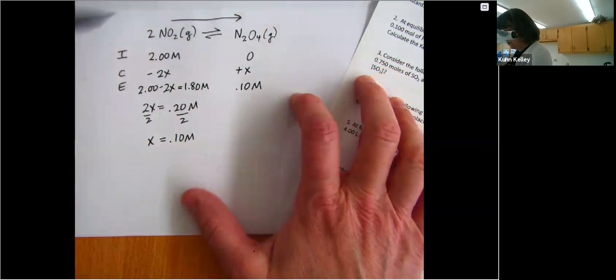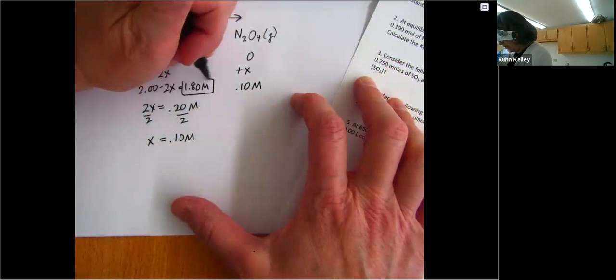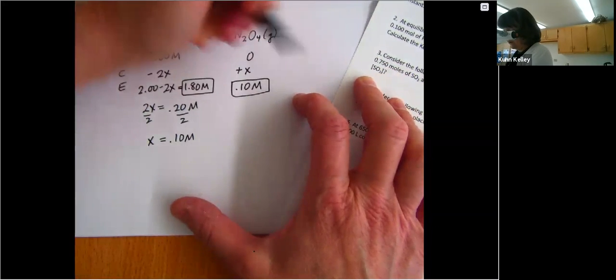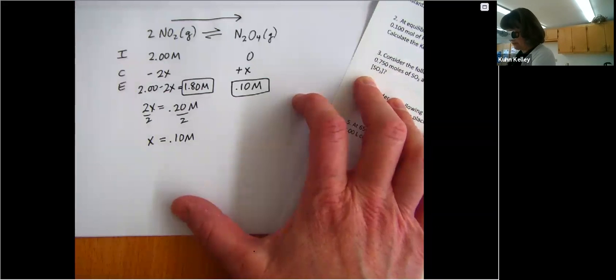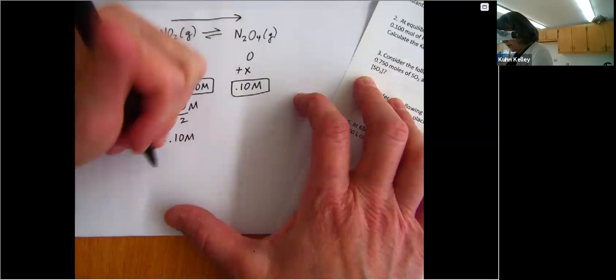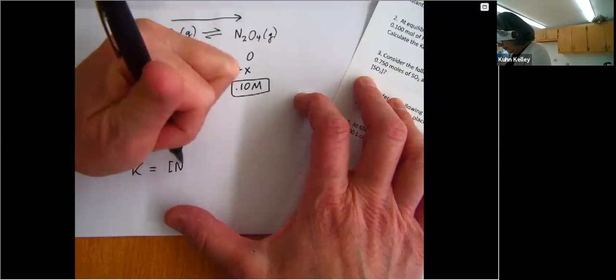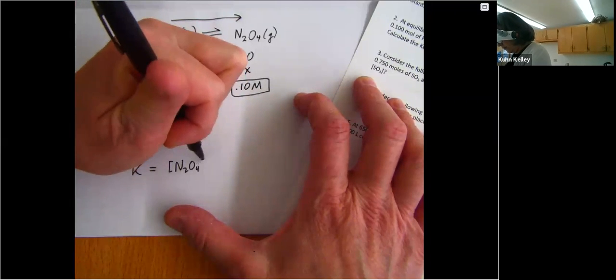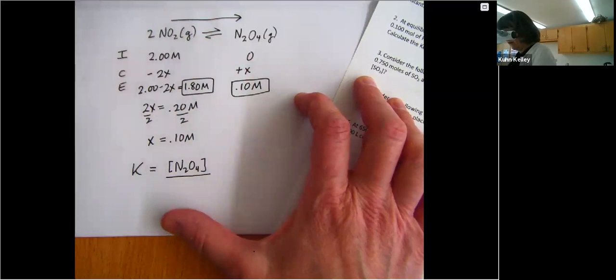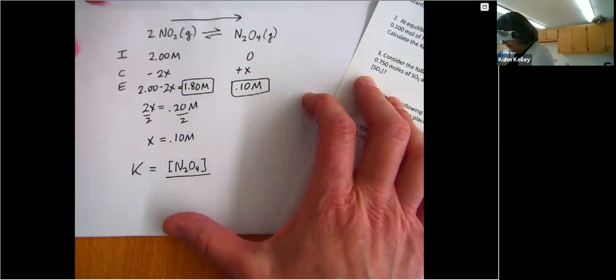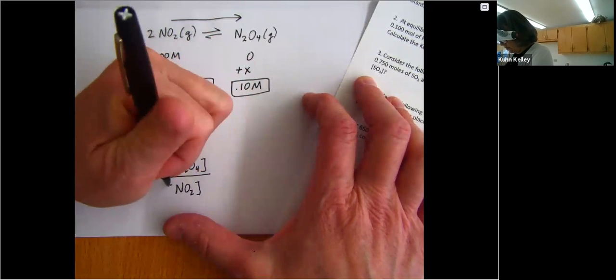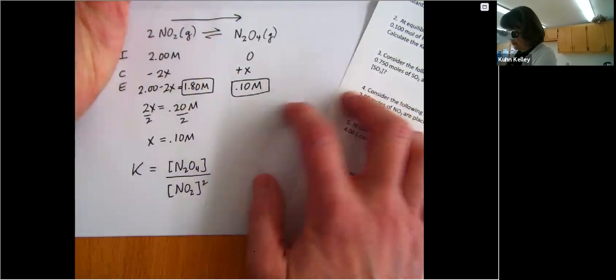So these should be my equilibrium concentrations. That one I was given directly. This one I figured out by solving for X. Remember that your equilibrium constant is going to be your product raised to its coefficient divided by the concentration of your reactant raised to its coefficient. So now that I have these values, I can plug them in.